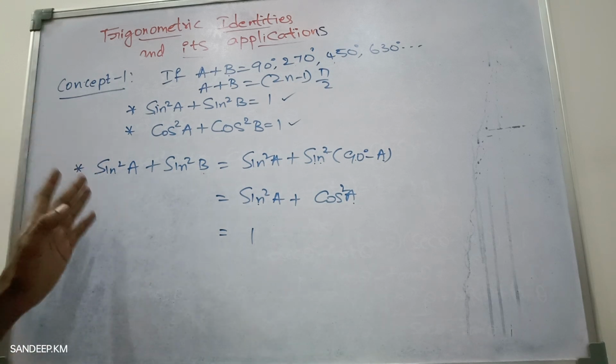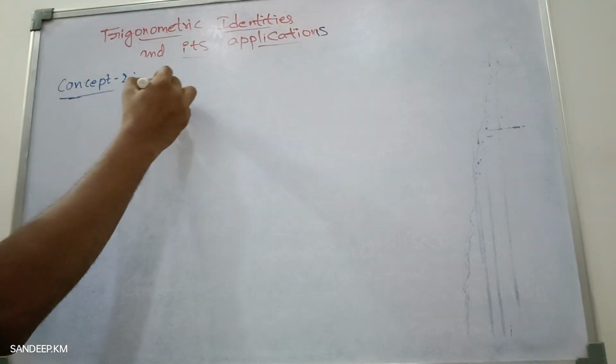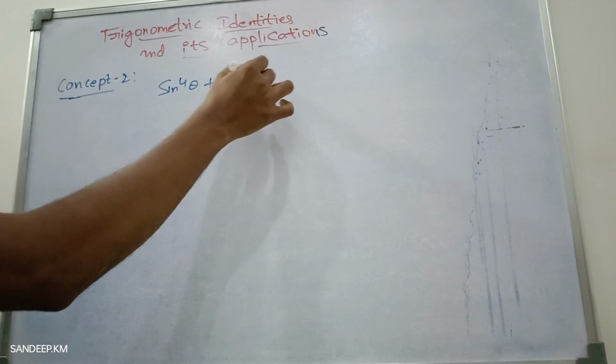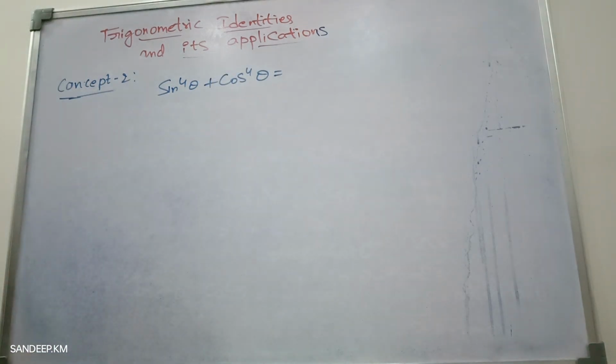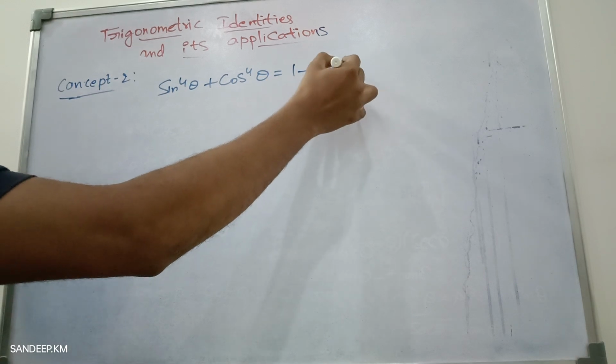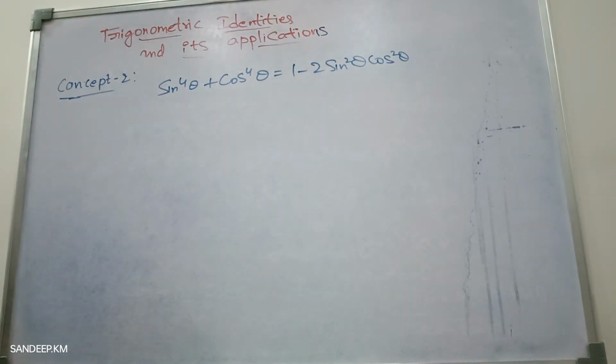Okay, now let us go for the second concept. Sin power 4 theta plus cos power 4 theta. What is the formula of sin power 4 theta plus cos power 4 theta? It is 1 minus 2 sin square theta cos square theta.